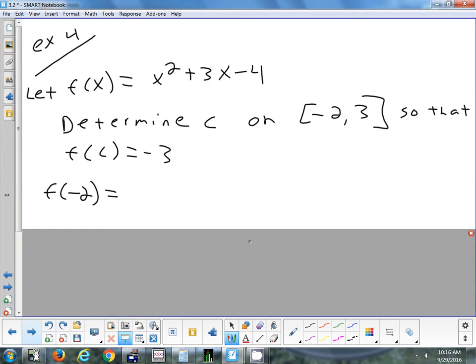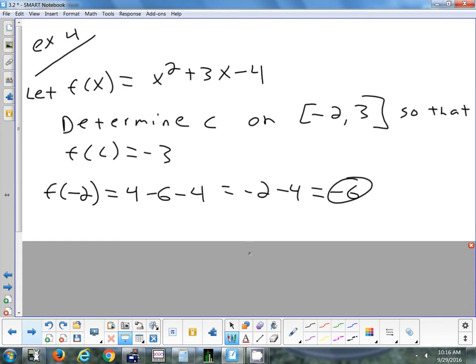And that's going to give me -2 squared is how much? 3 times -2. 4 take away 6. And -2 minus 4? -6. We'll come back to that in a second and ask ourselves, is that necessarily the lowest y value? Remember, this is not a line. This is a parabola. So come back to that in a second. Let's plug in f of 3. So 3 squared gives me, and 3 times 3? Minus 4. 18 minus 4? 14.